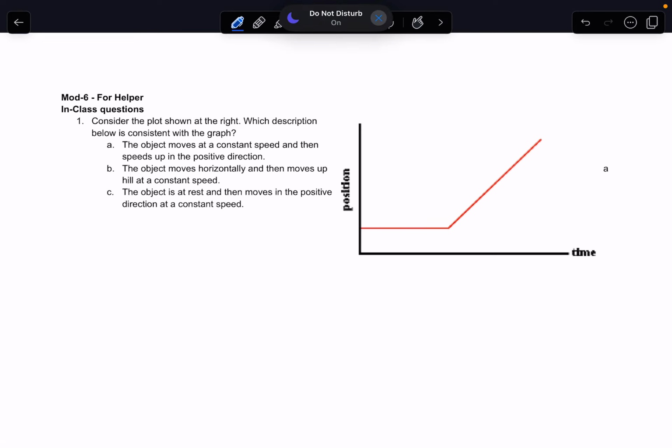For these multiple choice questions, the key is really just to think about the graph. This is a position versus time graph. And remember, it's all about the slope. What does the slope mean on a position time graph? That's going to help you make decisions.